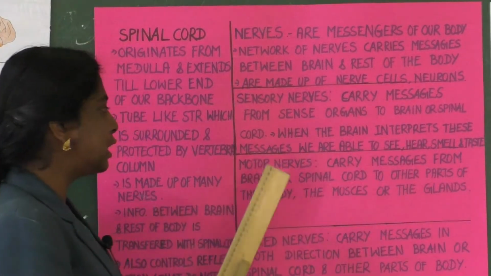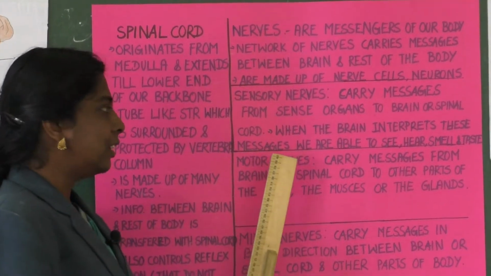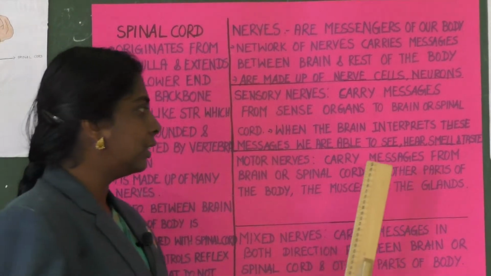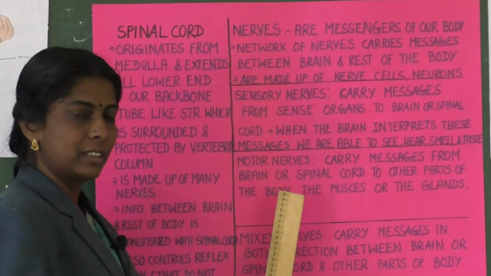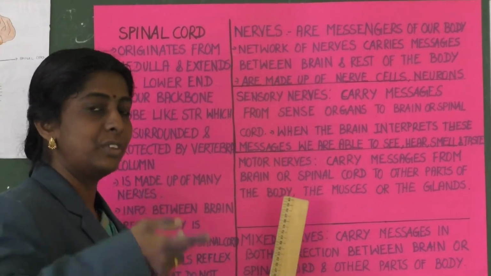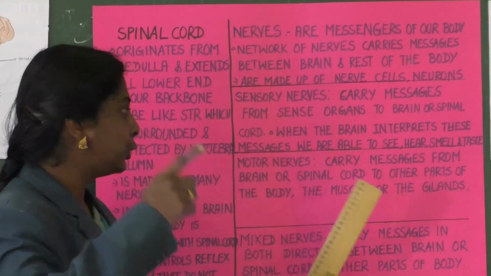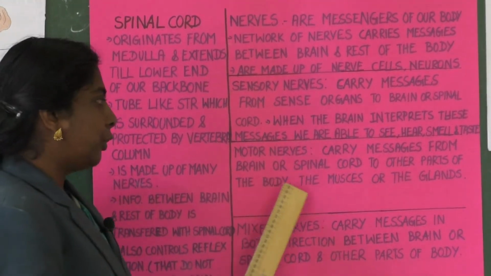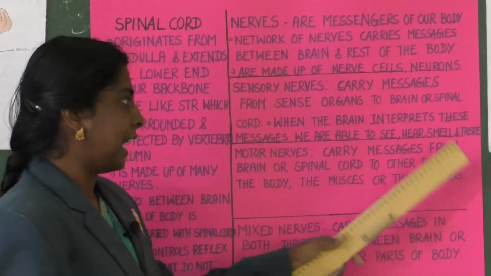Clear? Next is motor nerves. They carry messages from the brain or spinal cord to other parts of the body. So the information is transferred from the brain to other parts of the body, the muscles and glands.